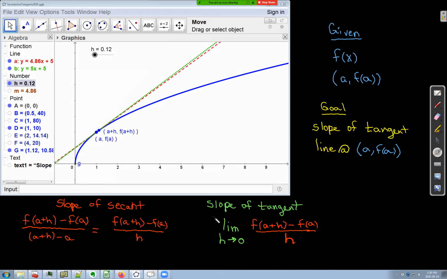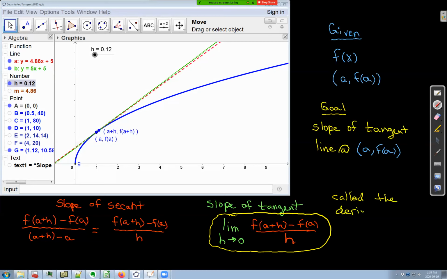And this has a special name. I mean, we could, for the rest of our lives, just call this formula the slope of the tangent line, and that would be 100% correct. But slope of tangent line doesn't exactly roll off the tongue. And so mathematicians and scientists have given this a special name, and this is called the derivative of the function.